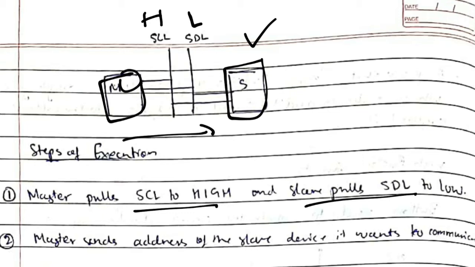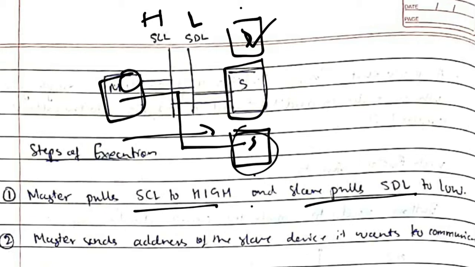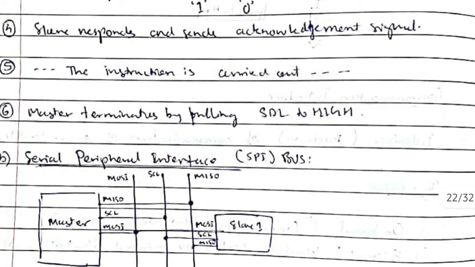After that, the master identifies which slave it wants to address, meaning there will be multiple slaves. By using the address of each slave, it will say the address, and that slave will acknowledge it, and it will send the command here. And after that, it will carry out the command, and after the command gets over, the master will pull the SDL to high. When SDL is high, at that time it terminates. Okay, meaning the communication between the master and the slave terminates, because the task is over.